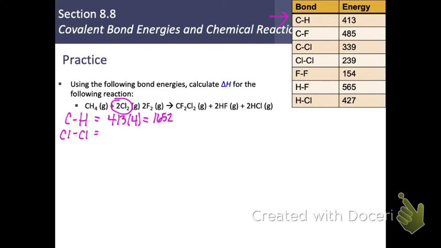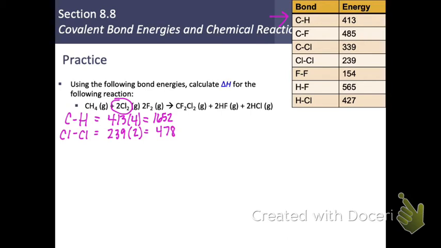Okay, so I've got 2 chlorines bonded together, and that value is 239. And I've got 2 of those bonds that I need to break. So if the coefficient right here would have been 6, I would have had to multiply it by 6. Does that part make sense? 239 times 2 is 478.